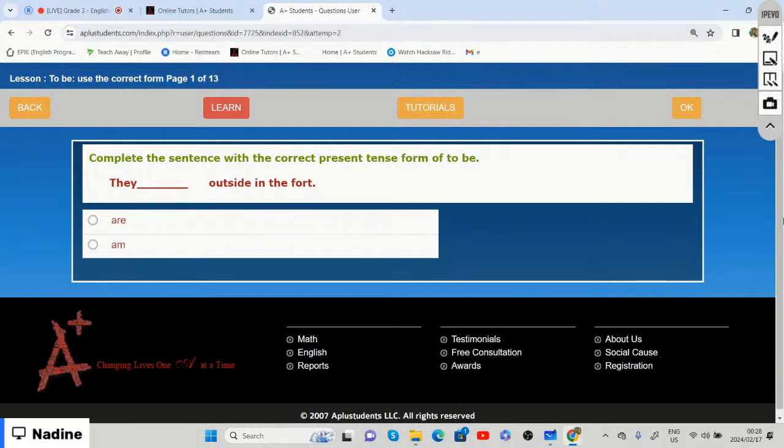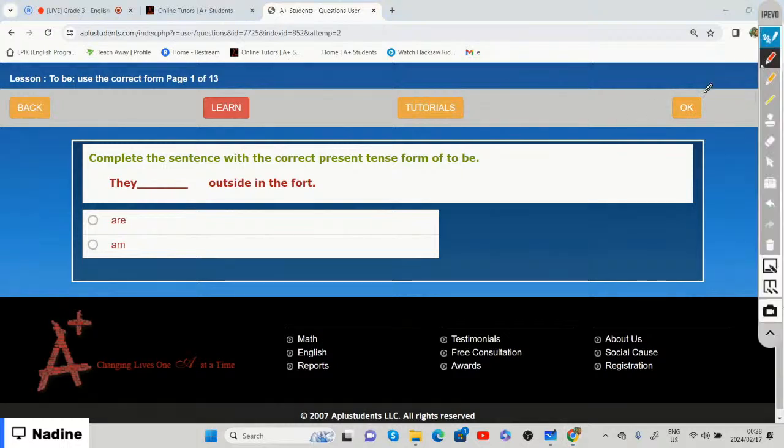No problem, Judy. So they are outside in the fort, and we're specifically saying they are because we made mention that if the subject, the person or thing that we're talking about, is plural, this indicates it is more than one person, right? Then we use the word are. But if this was singular, we would have said is, right? And we use the word am if we, for example, want to say I am, right?